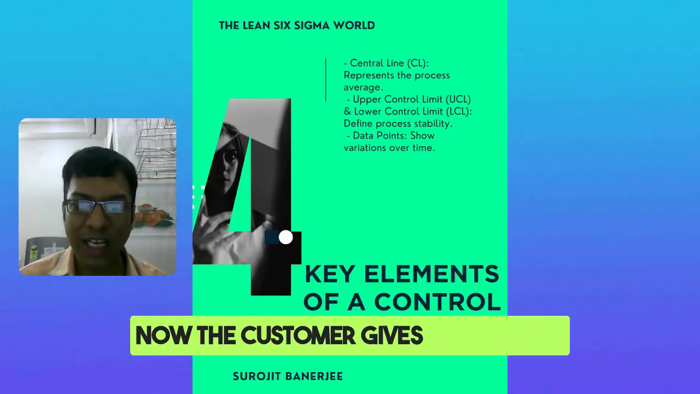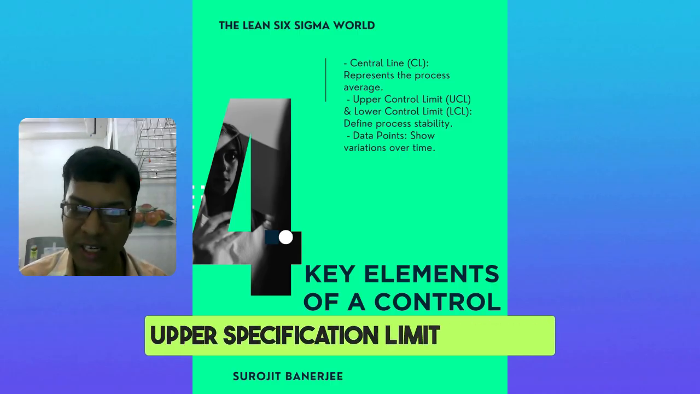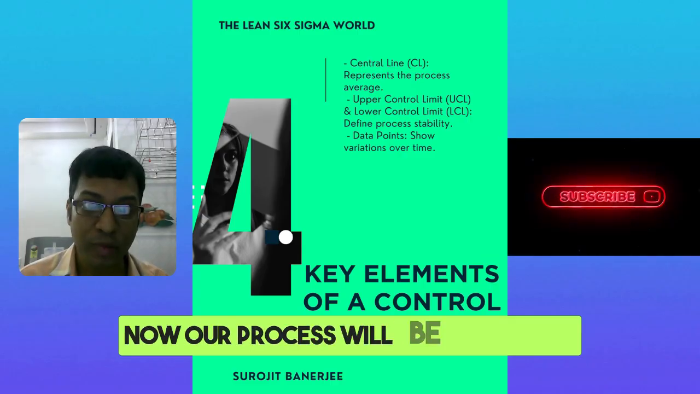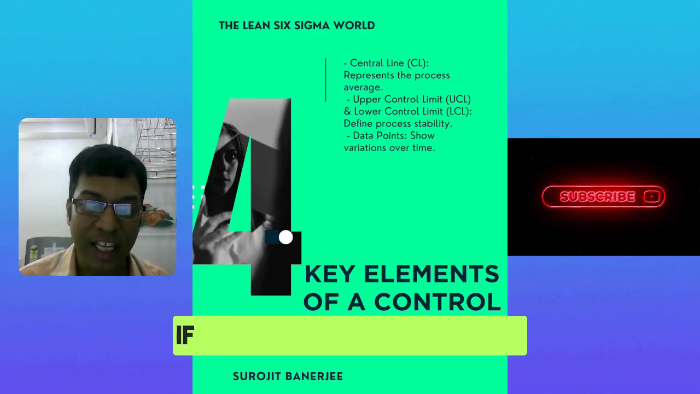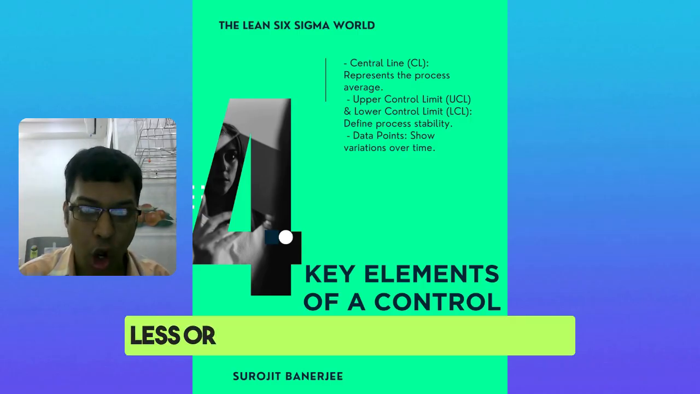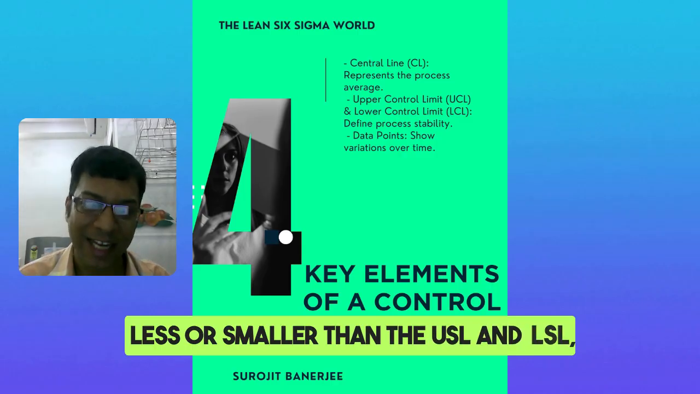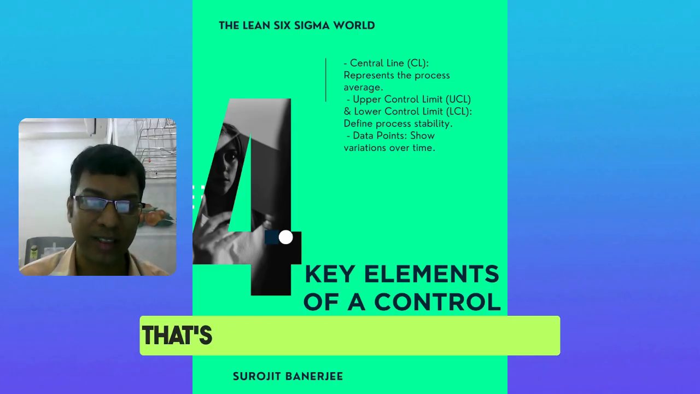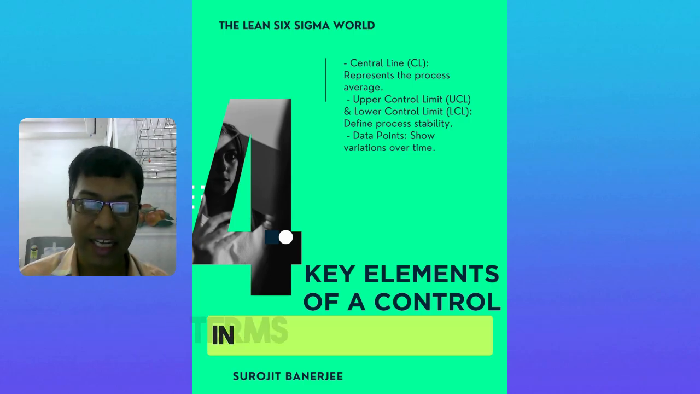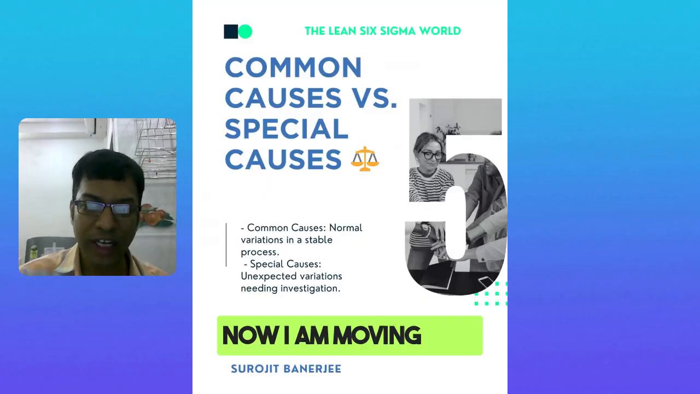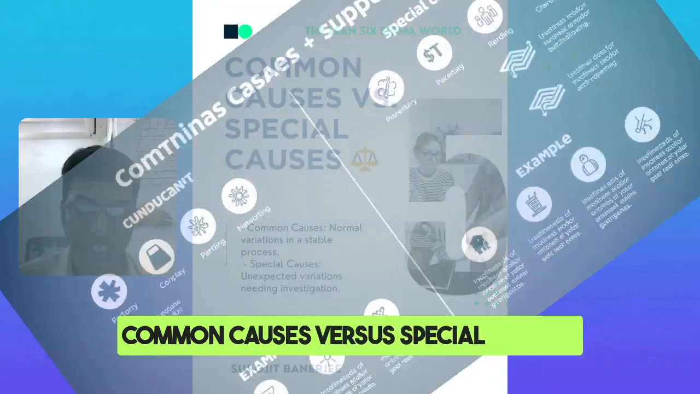Now the customer gives us the USL, upper specification limit, and LSL, lower specification limit. Now our process will be able to meet the requirements of the customer if my UCL and LCL are within the USL and LSL. Then only the process will be able to meet the requirements of the customer. That's why all these key elements are very important to understand in terms of meeting the requirements of the customers.